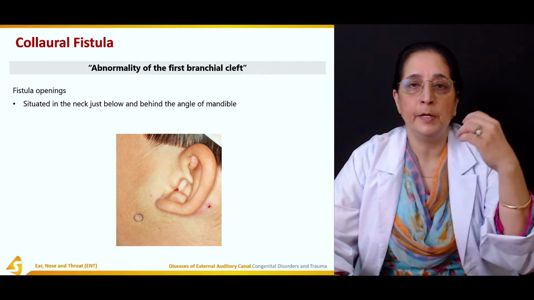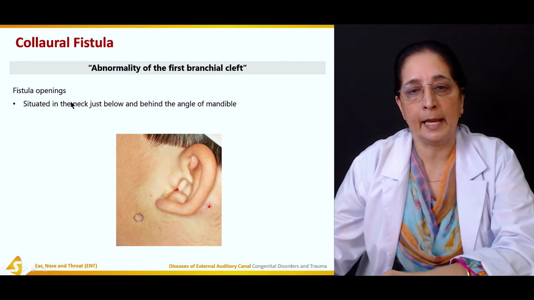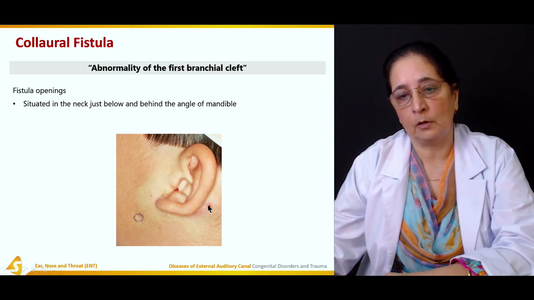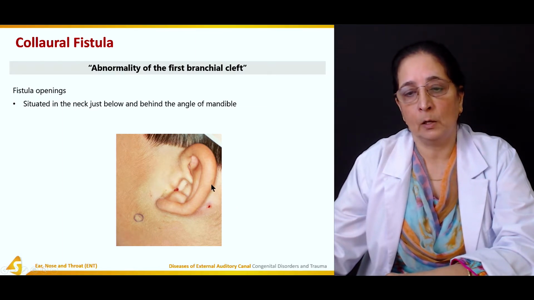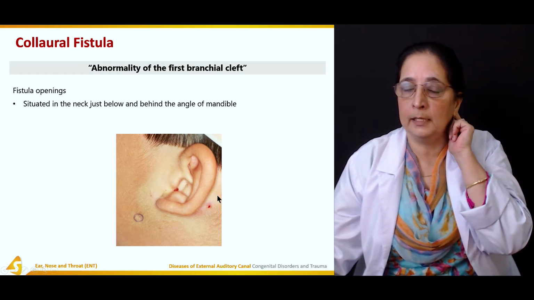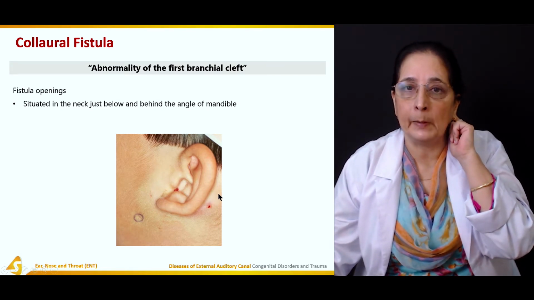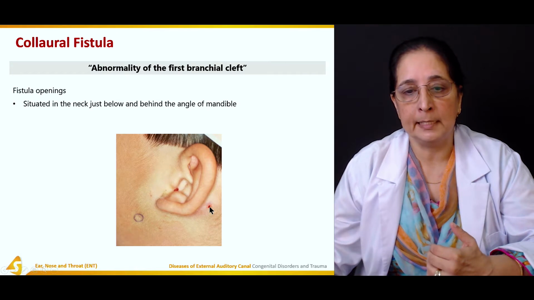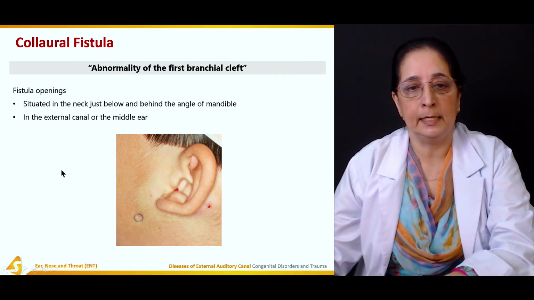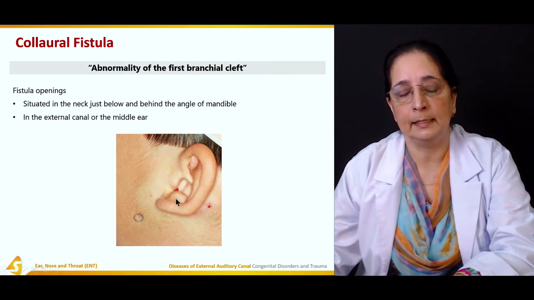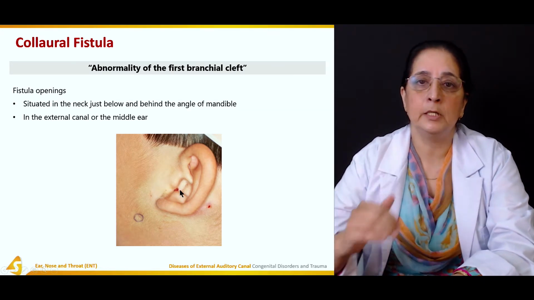The openings of this fistula are situated in the neck, just below and behind the angle of the mandible. If you see, these are the openings of the collaural fistula. One is behind the ear and behind the angle of the mandible. If you put a finger on the back of the ear, this bony structure is the mandible. So this opening is below the ear, behind the ear, below the mandible, and the other opening is in the external canal or the middle ear. So those are the openings of the fistula.